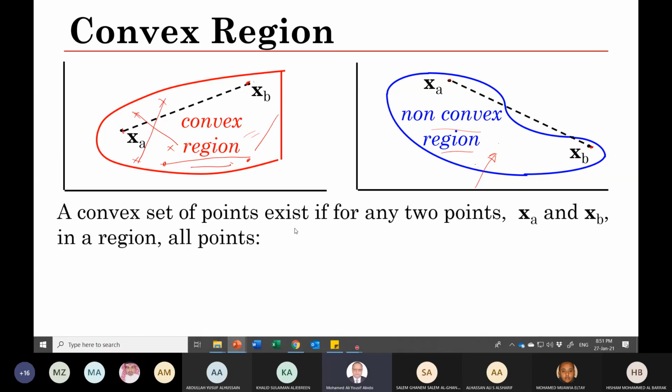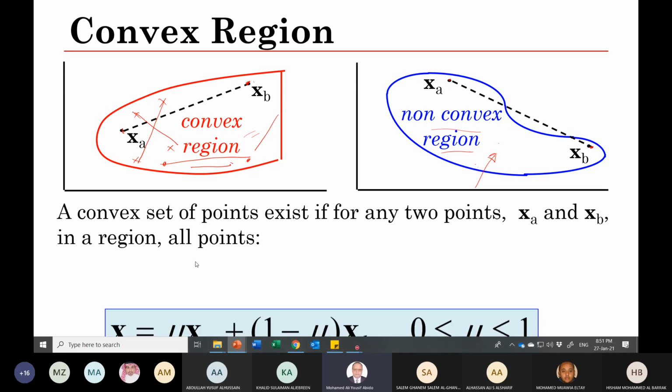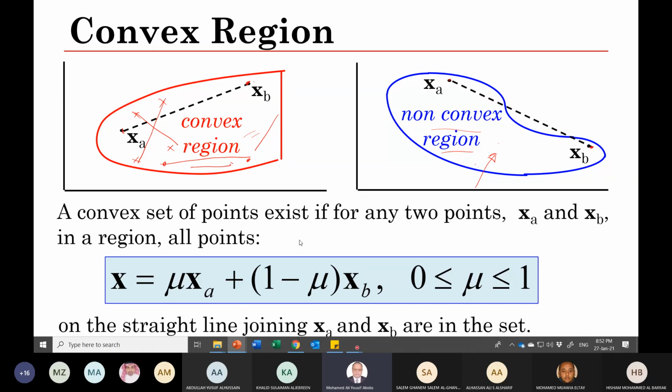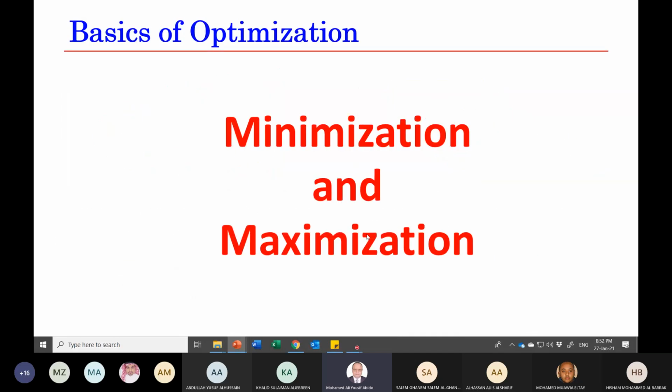A convex set of points exists if for any two points, xa and xp, in a region, all points of interpolation between xa and xp, with mu or theta or whatever, this is a dummy variable between 0 and 1, are inside the region. And the straight line joining xa and xp is in the set. This is the condition for the convex region. Is it clear?